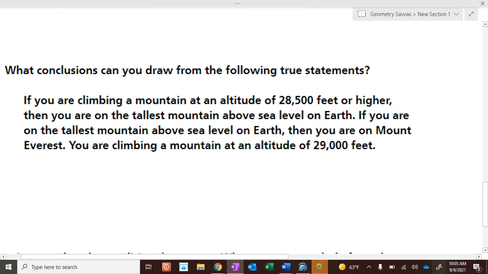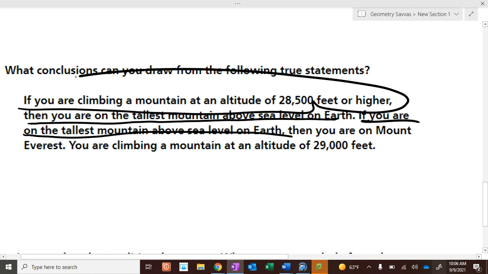Okay. Looking at this one, now we're combining the law of syllogism and the law of detachment all in the same problem. If you're climbing a mountain at an altitude of 28,500 feet or higher, then you're climbing the tallest mountain above sea level on Earth. If you're climbing the tallest mountain above sea level on Earth, then you're on Mount Everest. So, see how the conclusion of the first one is the hypothesis of the second one. So then, if you are climbing a mountain this many feet or higher, then you are on Mount Everest.